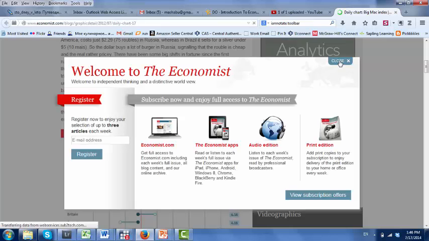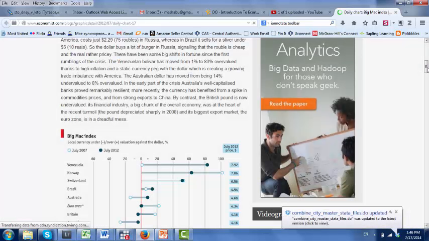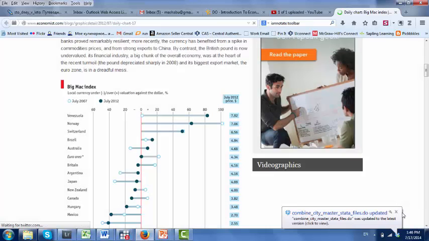Okay, it's going to prompt me with some advertisement. Okay, we don't want to buy a subscription yet, even though you should probably consider it.